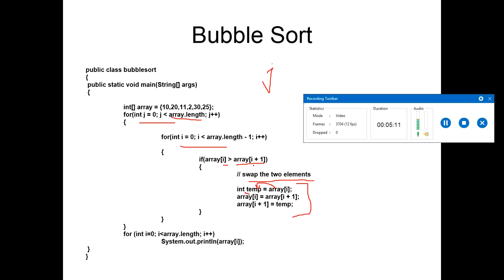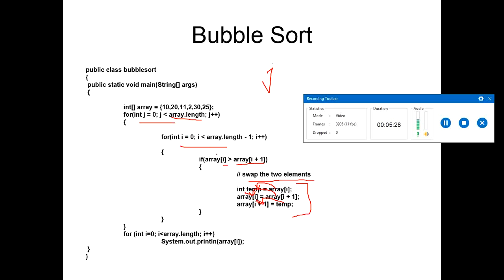Then the element at the next position, that means the first position, we put it in the array space of the ith element, and whatever value we put in the temporary position, we put into the next element, which is at the first position. So after doing this, same thing we will do.